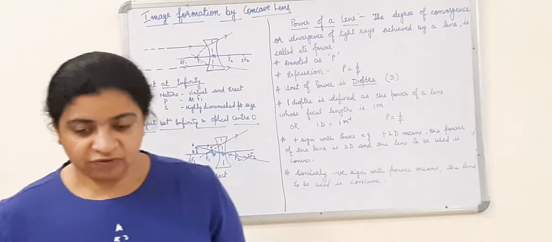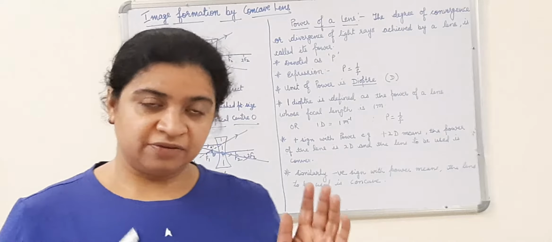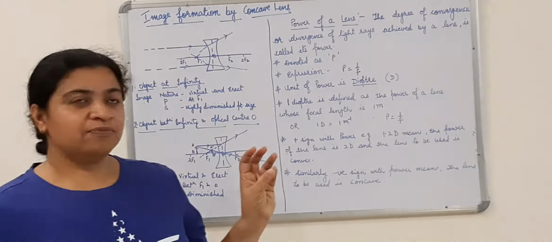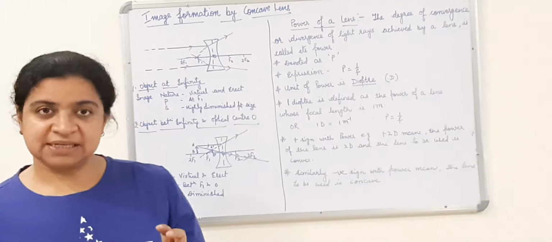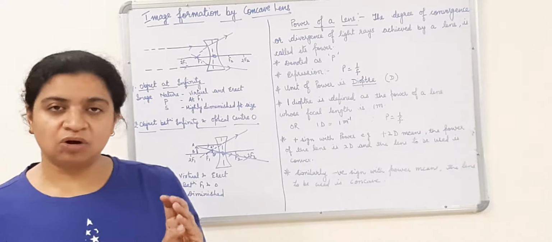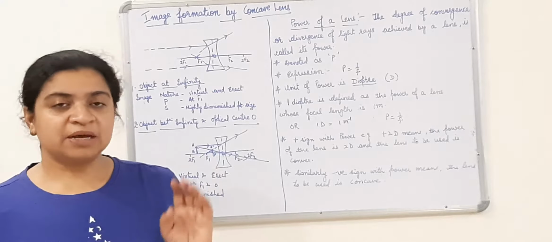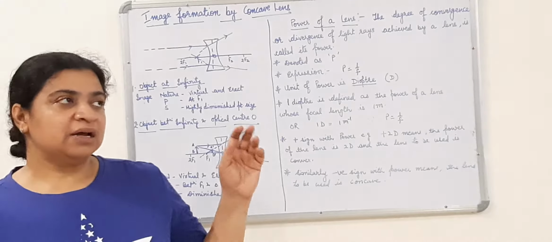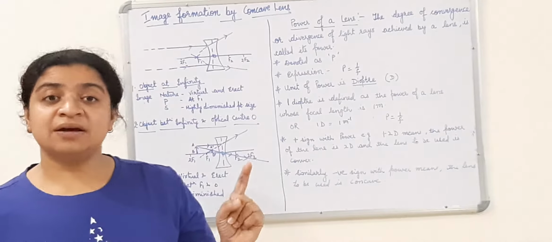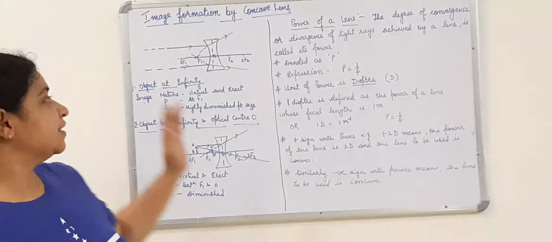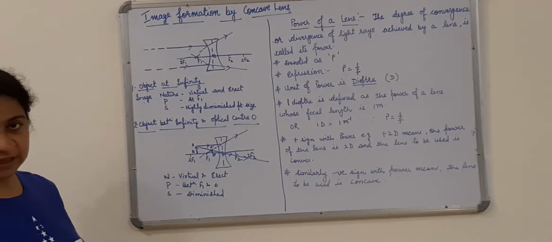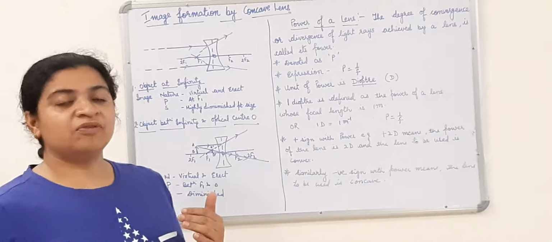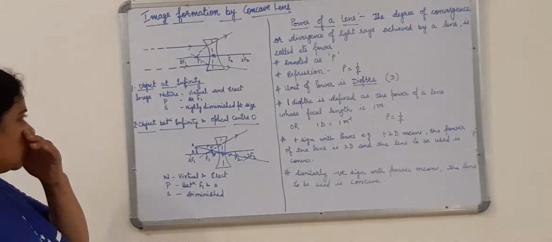Children, make it very clear: like in case of concave mirror and convex lens, almost the same type of images are formed. Similarly, in case of convex mirror and concave lens, the same image formation will take place, but where it will be formed will be different. Okay, so let's start first.